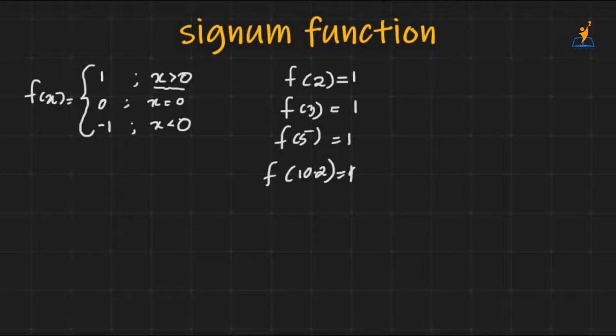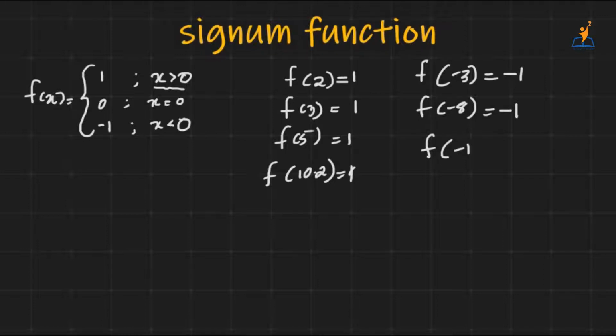Now, suppose that we give a negative number as the input value, that is f of -3. Definitely the input value is a negative number, so the output value will be -1. Similarly, f of -8 is again equal to -1, and f of -10.5 is again equal to -1. Similarly, for any negative input, the output will be -1. So this is the basic definition of the signum function. Then we shall discuss the graph of the signum function.